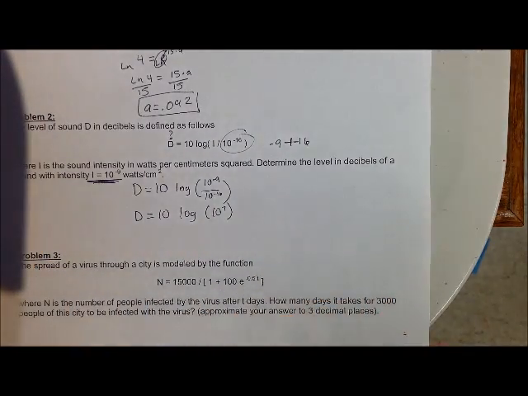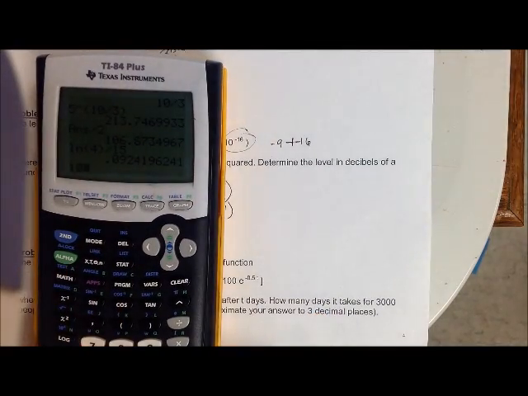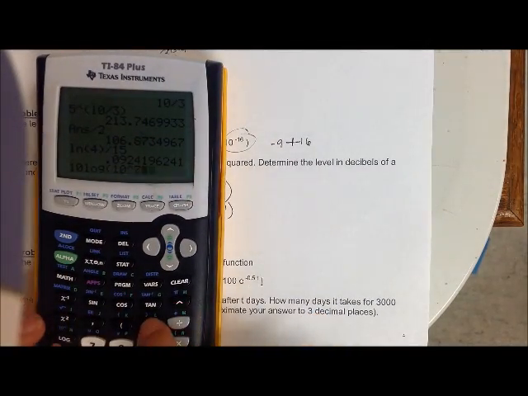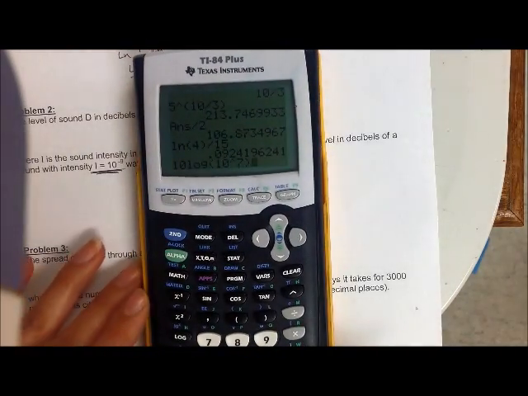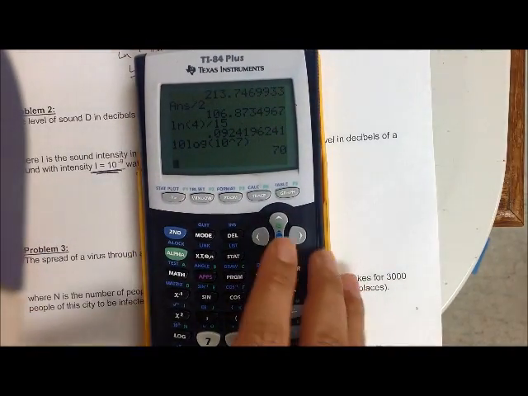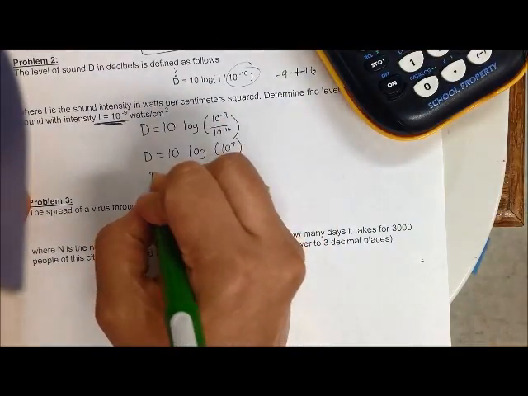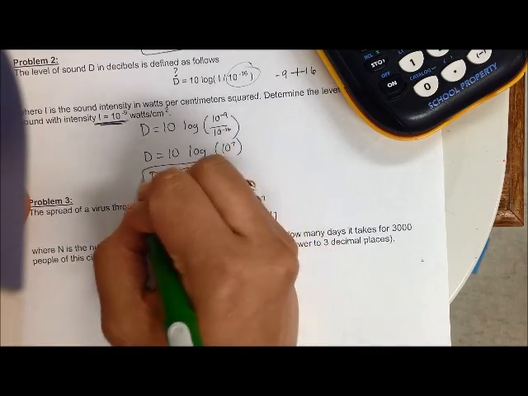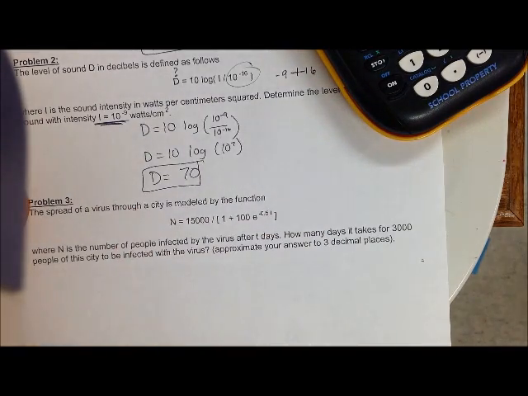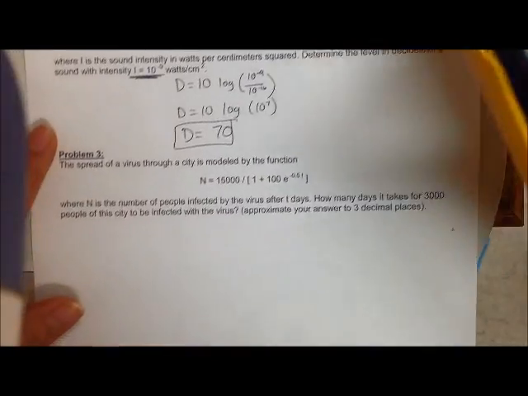All you have to do is plug that straight into the calculator, 10 log of 10 to the 7, and that would give you the answer, which is 70. So how many decibels is it? 70. D equals 70. It's a pretty simple assignment.